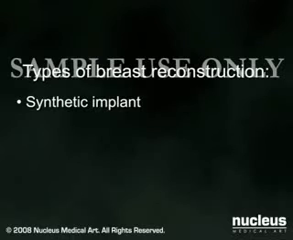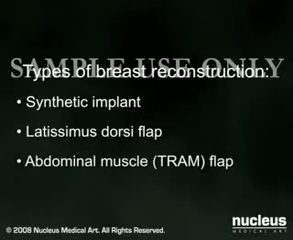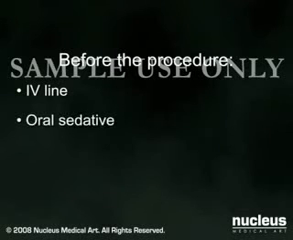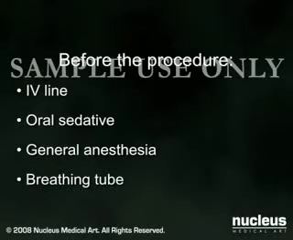your breast, a latissimus dorsi muscle flap or an abdominal muscle flap, which is also called a TRAM flap. Before the procedure, an intravenous line will be started, and you may be given an oral sedative to help you relax. Breast reconstructions are done under general anesthesia. You will be asleep for the duration of the surgery, and a breathing tube will be inserted through your mouth and into your throat to help you breathe during the operation.